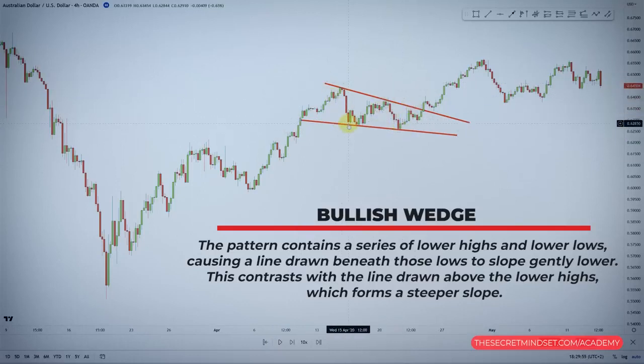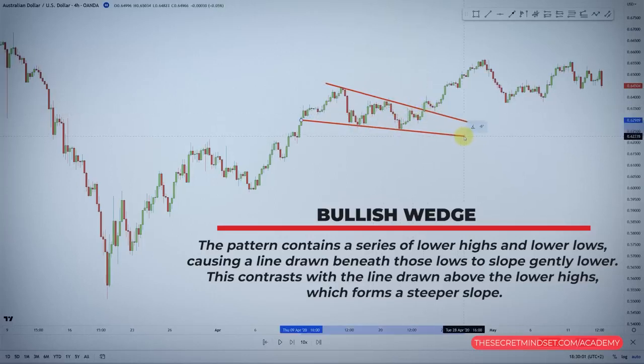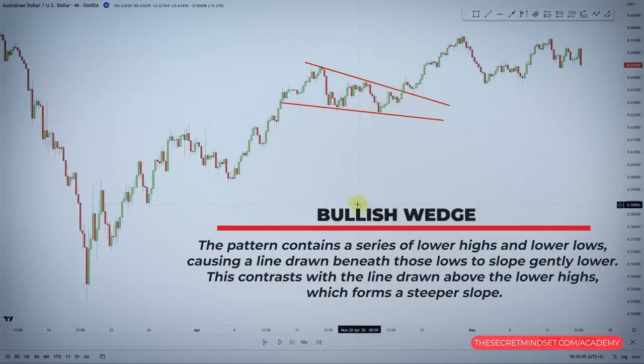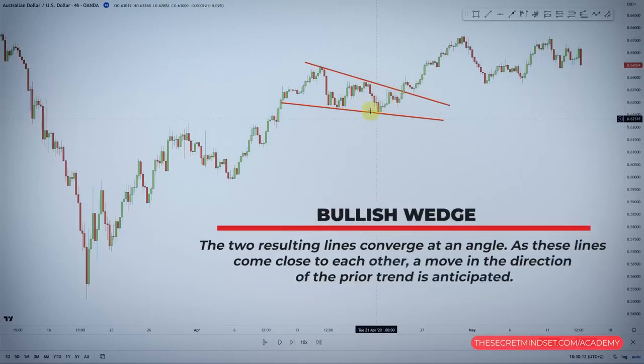Each subsequent low barely exceeds the previous low, causing a line drawn beneath those lows to slope gently lower. This contrasts with a line drawn above the lower highs, which forms a steeper slope. The two resulting lines converge at an angle. As these lines come close to each other, a move in the direction of the prior trend is anticipated.